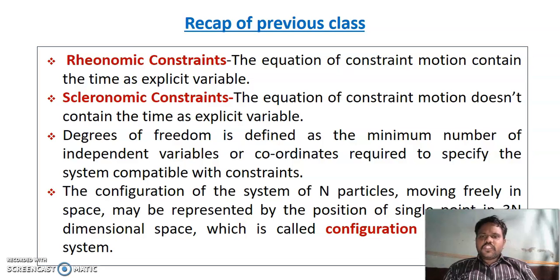The degrees of freedom is defined as the minimum number of independent variables or coordinates required to specify the system which are compatible with constraints. And the configuration space. The configuration of a system of n particles moving freely in space may be represented by the position of a single point in 3n dimensional space, which is called as configuration of a system.